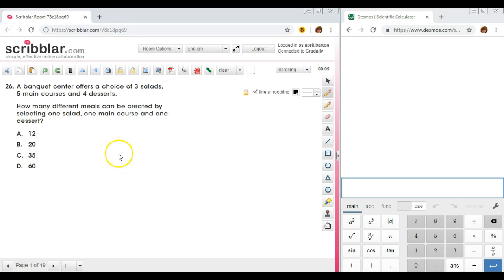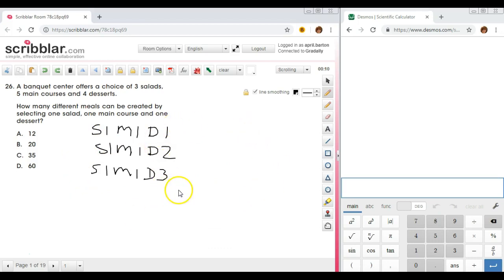So there's 2 ways to think about this. The first way is to create a list, but that can take a while. You could say, suppose I select salad 1, and then I select the first main course option, and then I select the first dessert option. Well, what if I did almost the same thing but selected the second dessert option, dessert 2? And what if I did the same thing and selected the third dessert option? So you could go through and create a whole list cycling through all the different options. That can take, like I said, quite a while.